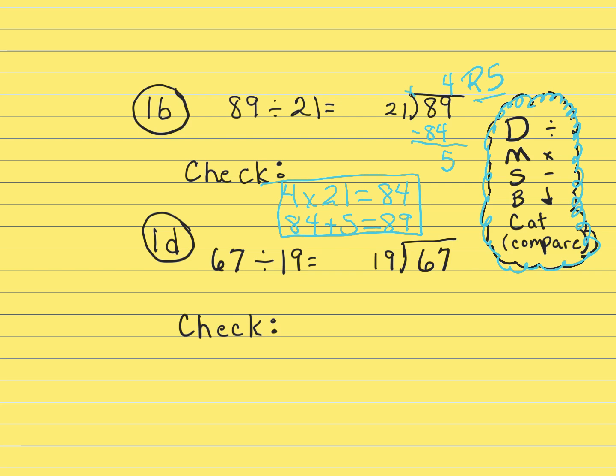Okay, so that would be how you would check this problem. Okay, so let's go on to the next one. We're going to take 67 divided by 19. And I'm thinking to myself, 19 is close to 20, so I'm thinking 20, 40, 60. So I'm thinking about 3 times. So I'm going to divide 3, and then I'm going to do my second step, multiply. 3 times 19 is 57.